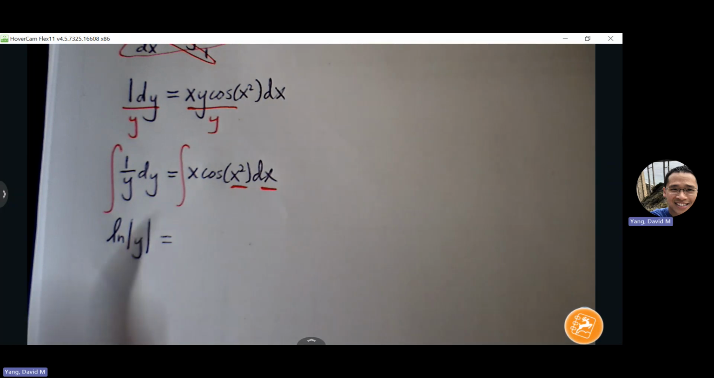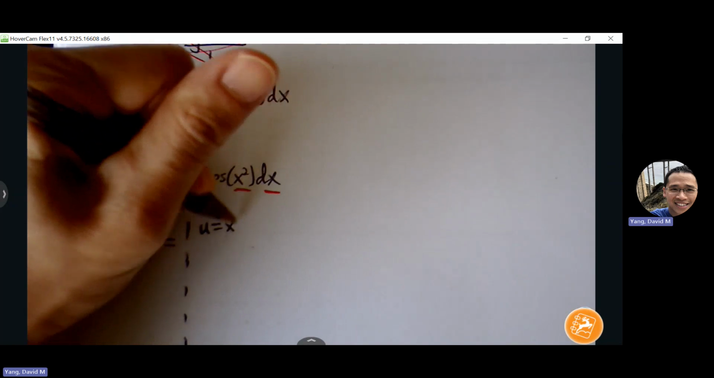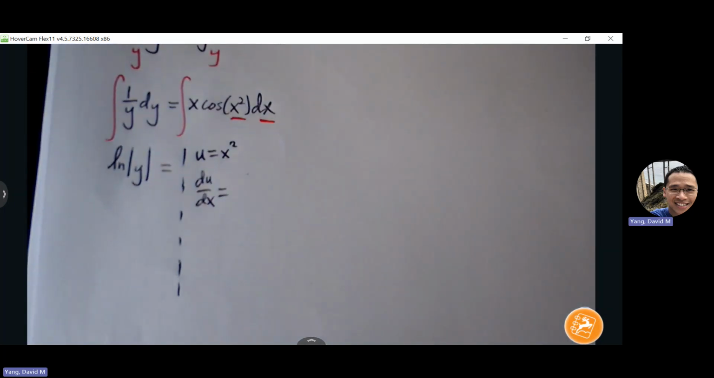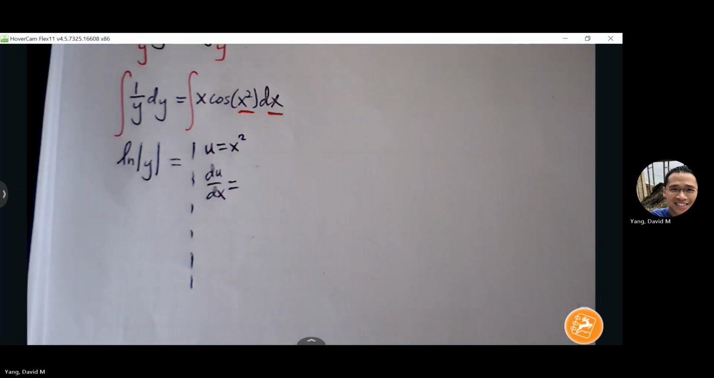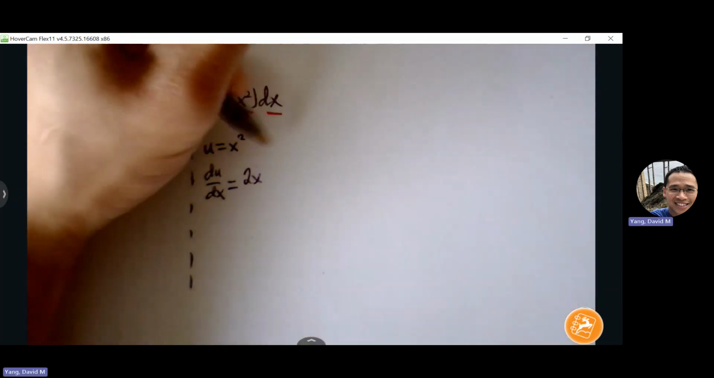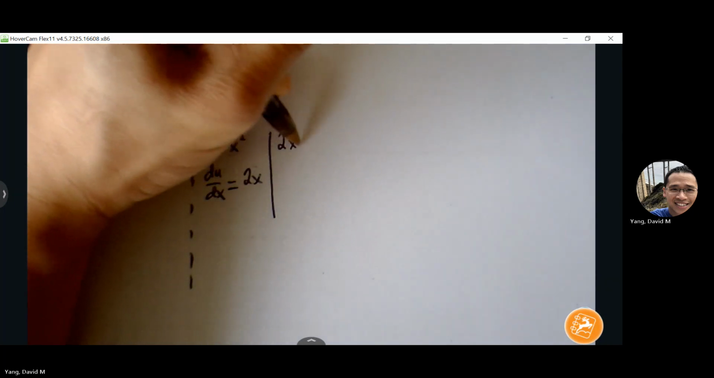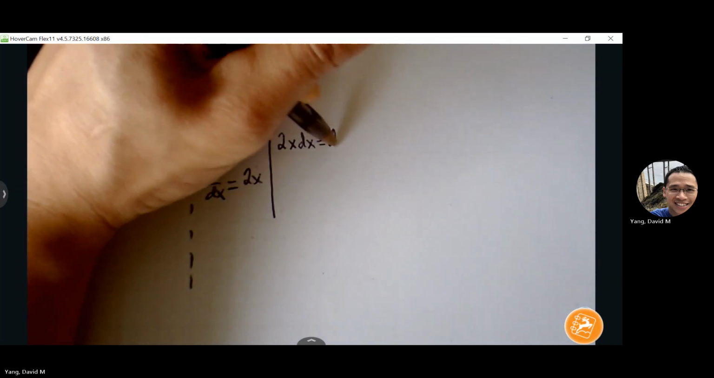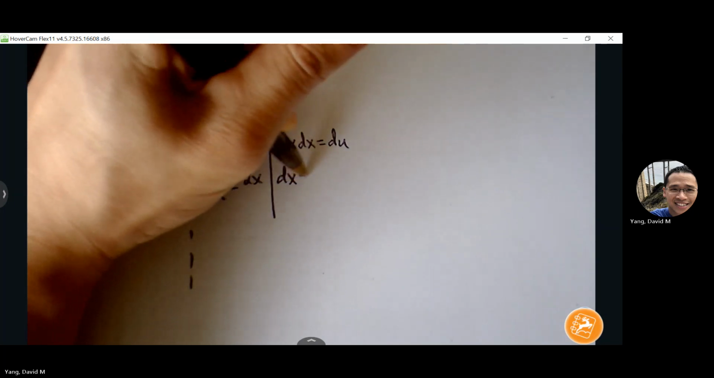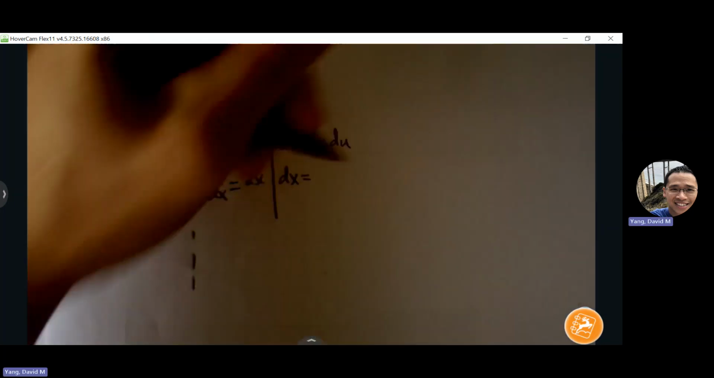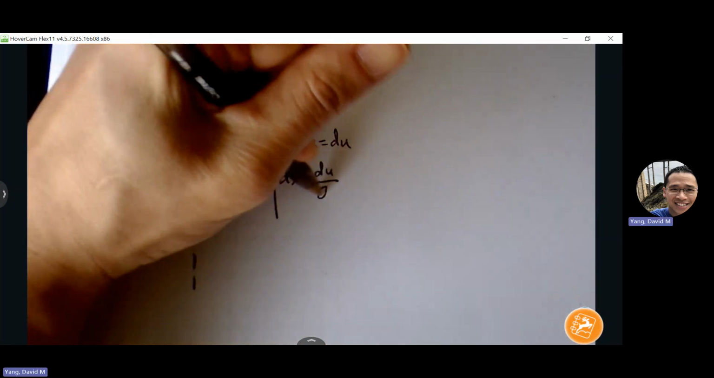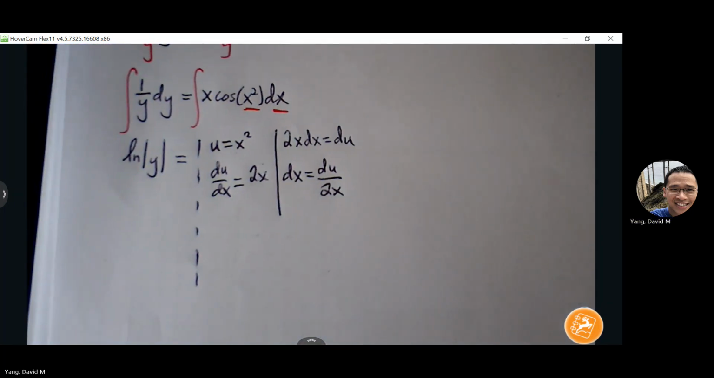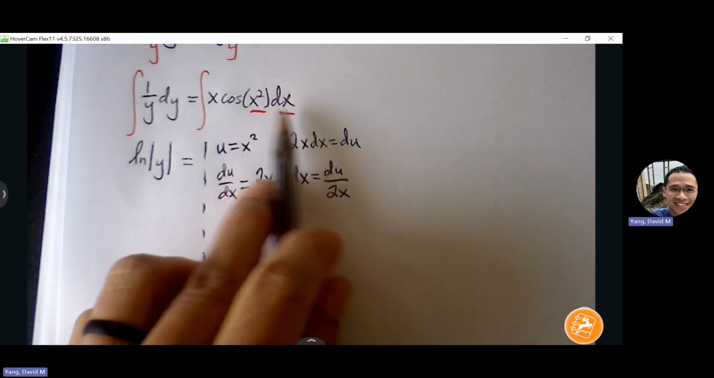So our u value is x squared, and we're going to take our time to build this out here. So u equals x squared. Derivative is 2x, okay? Cross multiply. dx equals du over 2x. Okay, we make our substitutions.